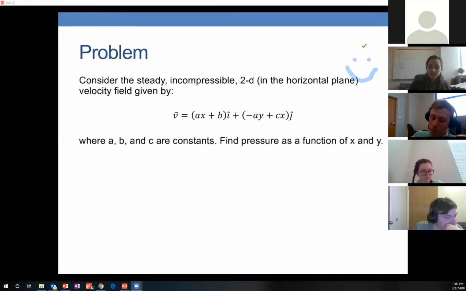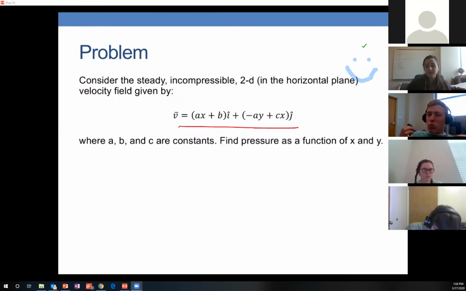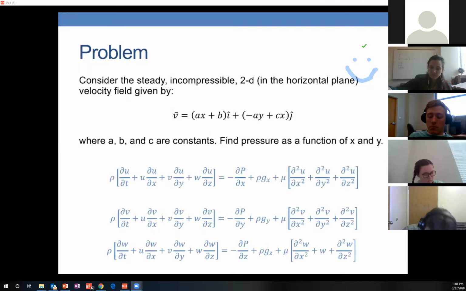Okay, first one. I give you a velocity field right here. This field is steady, it's incompressible, it is 2D in the horizontal plane. A, B, and C are constants, and we want to find pressure as a function of X and Y. So we have pressure, we have velocity. Navier-Stokes relates pressure and velocity. And so the first thing we do is we write out the Navier-Stokes equation and we simplify. So let's go through everything we were told about this field, figure out how to simplify this.